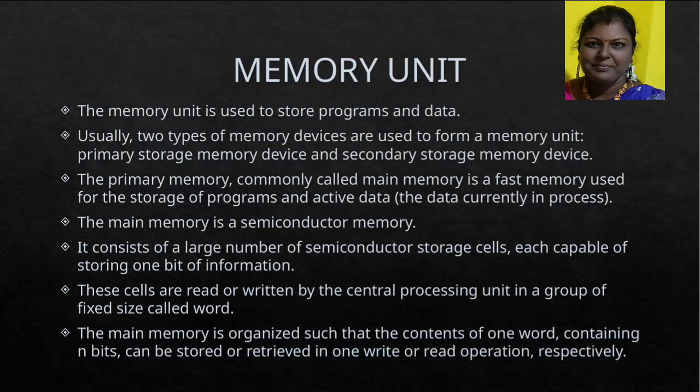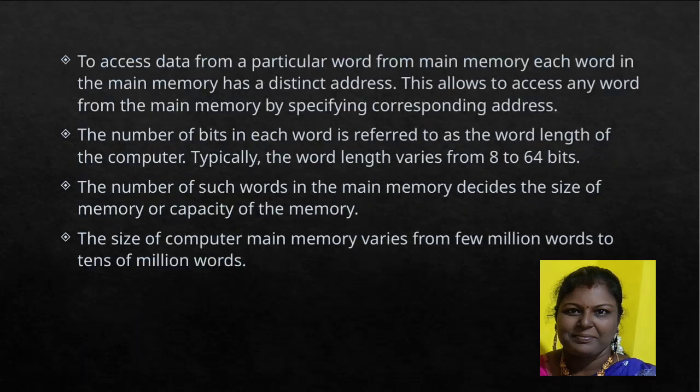Let's talk about the memory unit, the part of a computer that stores programs and data. It's usually made up of 2 types of devices: primary and secondary storage. Primary memory, or main memory, is fast and holds programs and data that the computer is actively using. This main memory is built from semiconductor cells, each storing a single bit. The CPU reads or writes these bits in fixed-size groups called words, allowing efficient access to data 1 word at a time.